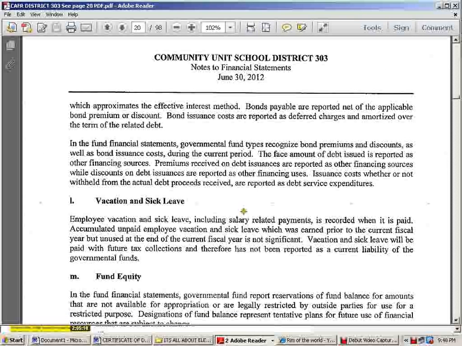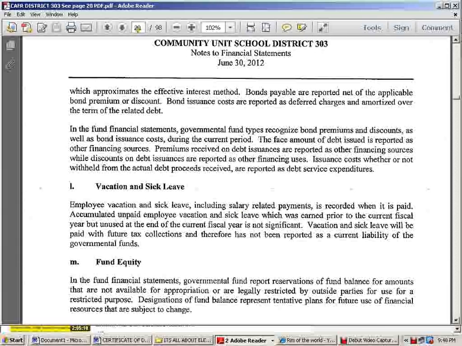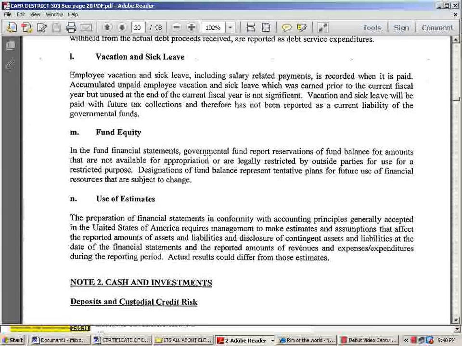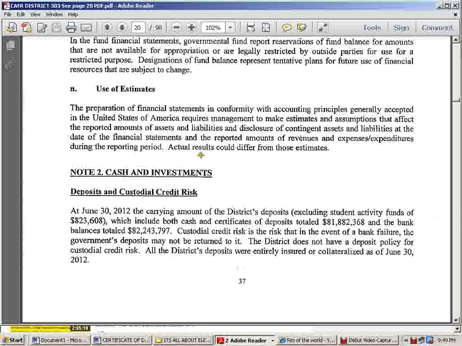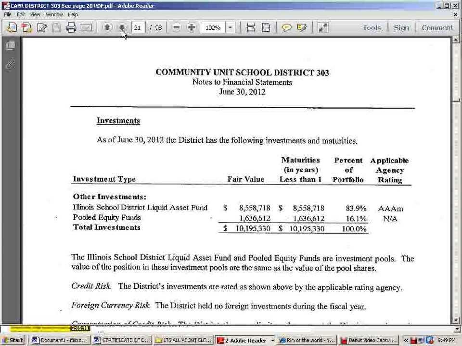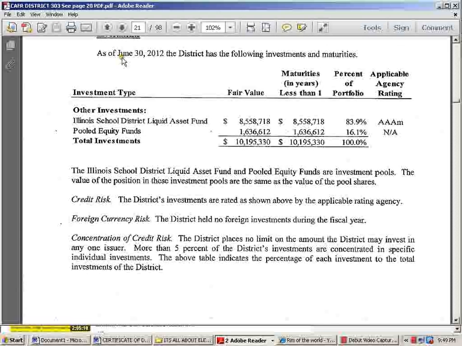Here's another one. At June 30, 2012, the carrying amount of the district's deposits, including student activity funds, which include both cash and certificates of deposit, totaled $81 million. This school district has $81 million sitting in the bank. What does a school district need $81 million for? Right?